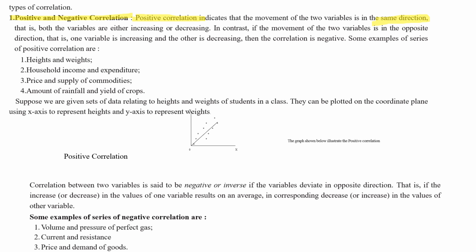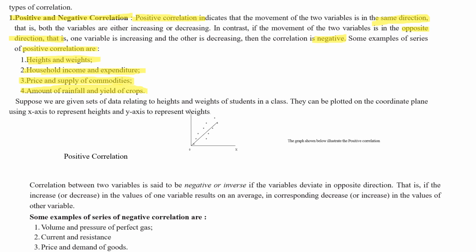In contrast, if the movement of two variables is in the opposite direction, then one variable is in the decreasing mode and another is in the increasing mode, or one in the increasing mode and another in the decreasing mode, then this correlation is negative. So, heights and weights are positively correlated. As height increases, weight keeps increasing. Household income and expenditure: as income increases, expenditure increases. Price and supply of commodities: as price increases, supply starts to increase. Amount of rainfall and yield of crops: if rainfall is good, the crop is good. So these are positive correlations.